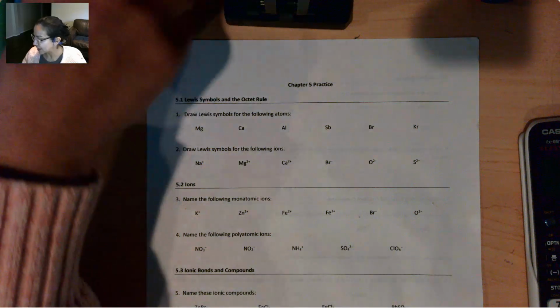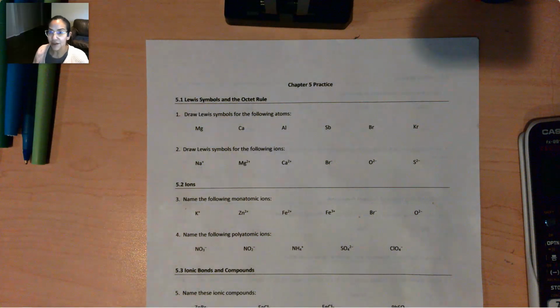Hi guys, so today we're going to go over the chapter 5 practice worksheet that is on your module for week number 5. Remember, this isn't worth any points. This is mainly for your benefit. You can print it out and practice with me.